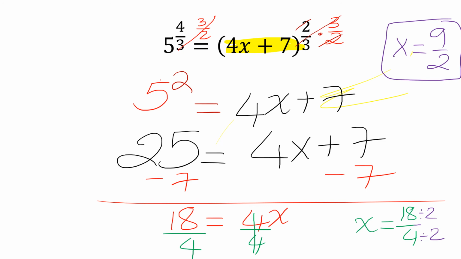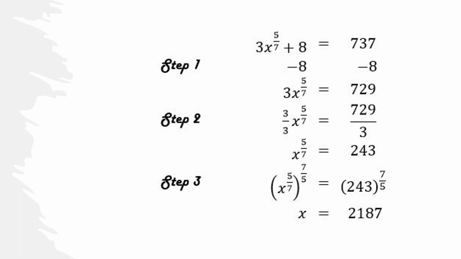On the next slide, you are going to see another example right here. Step one is we want to isolate this part, so you subtract from both sides. You have 729 on the right side. On the left side, you have 3x to the power of 5 over 7. Then you want to get rid of the 3 to isolate the x, so divide both sides by 3. You're going to get 243 on the right side. And here we go, we have x alone.